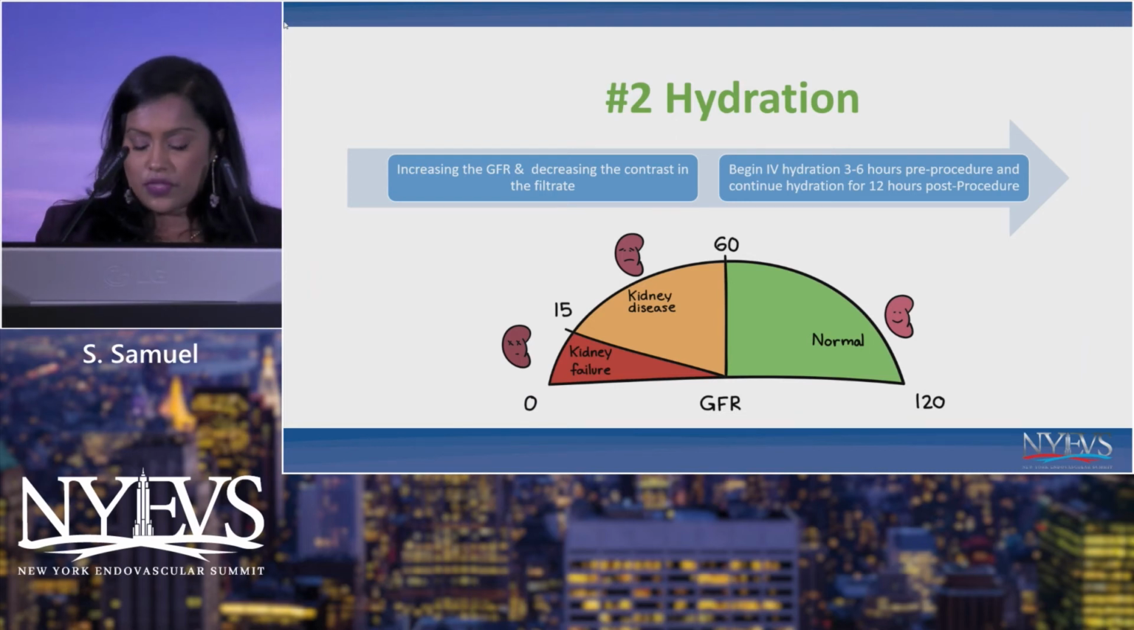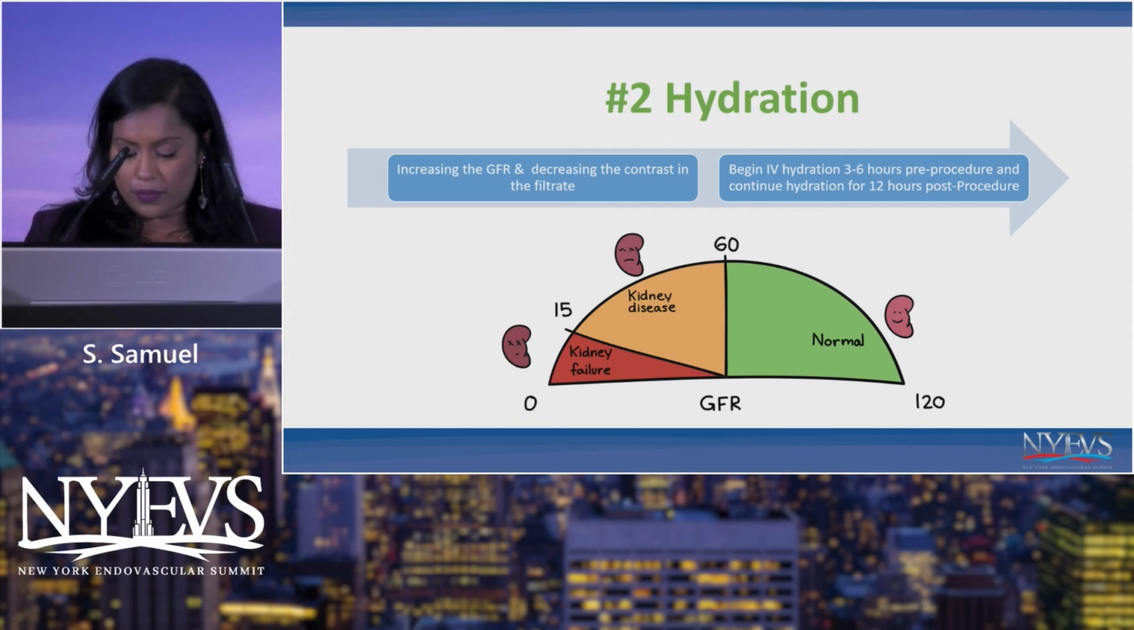Hydration. This pre-procedural step that sometimes we as nurses don't take seriously enough, when we see the doctor's order for IV hydration, it truly does play a major role in preventing nephropathy. When we use IV hydration, what are we doing? Well, we are increasing the GFR and decreasing the contrast concentration in the filtrate.